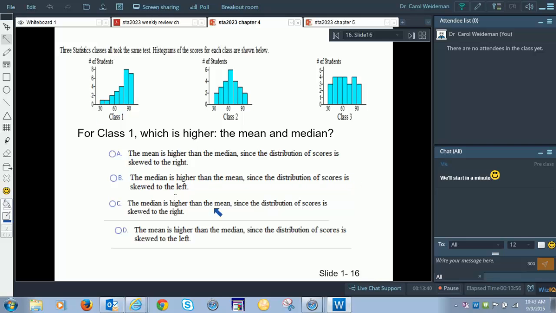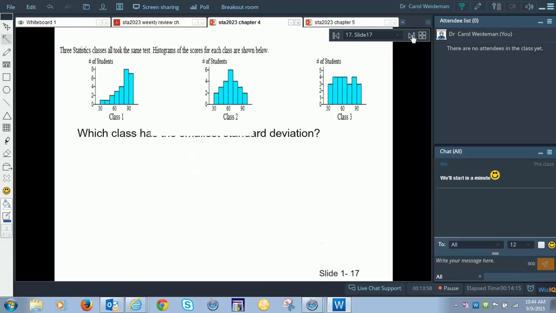The mean is going to be higher. No, the mean's going to be lower. The median's going to be higher since the distribution of scores is skewed to the left. That sounds good. The median is higher because the distribution is skewed to the right. No. The mean is higher. No, the right answer must be the second one. So even though they're both high, the mean's going to be pulled downward toward that skew. So it's going to be slightly lower than the median.